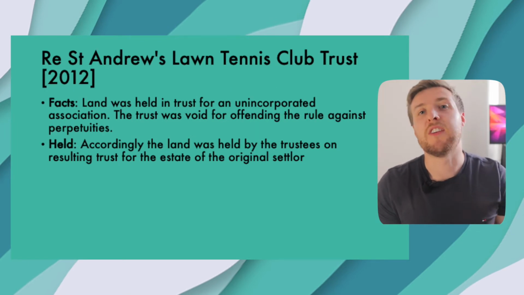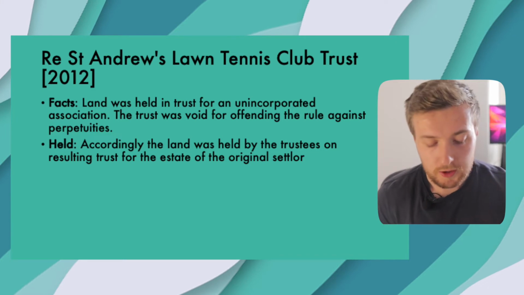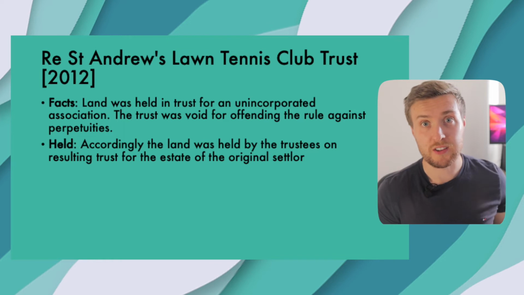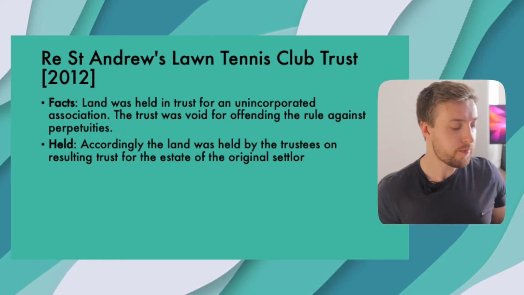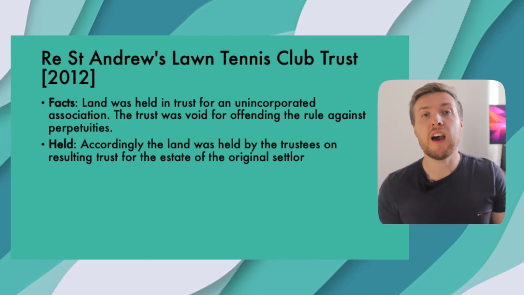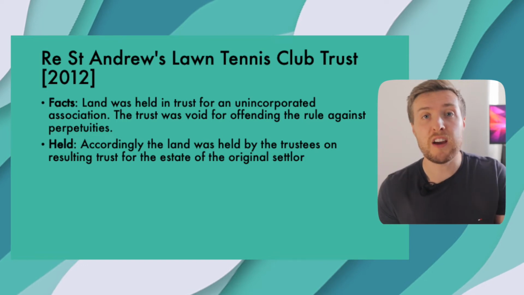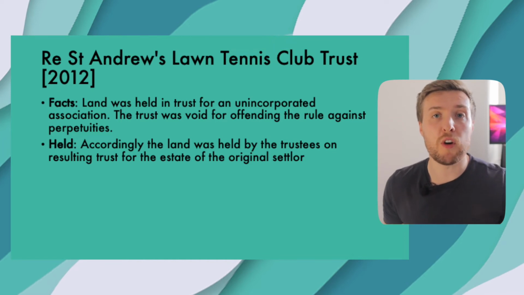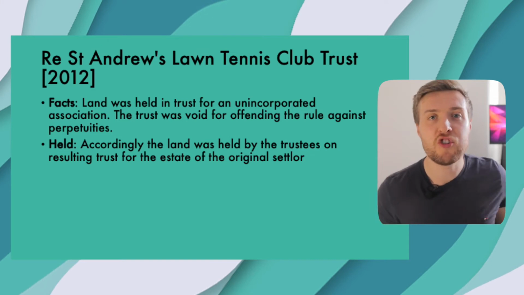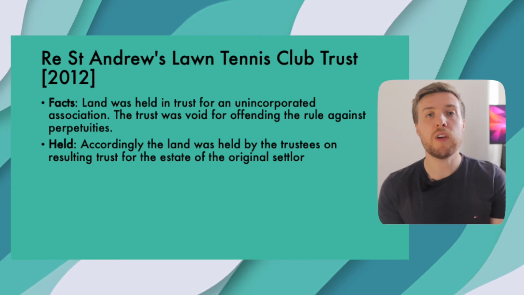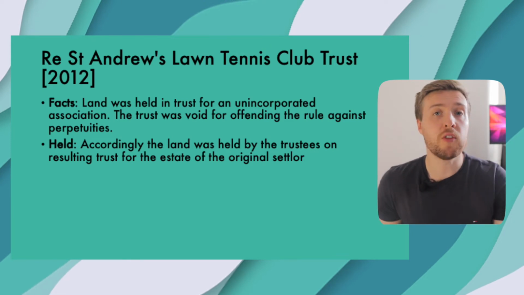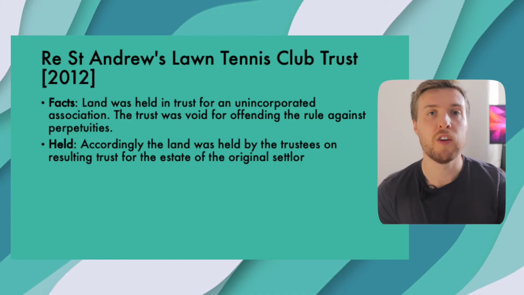And finally, we've got this case of St Andrew's Lawn Tennis Club. So, in this case, land was held on trust, which was used by a tennis club, an unincorporated association. In fact, it seemed as though the trust here had no beneficiaries. The trustees had the power to allow the land to be used as a tennis club and to use any money raised from rents of the land for the associated church, but it appeared to be a non-charitable purpose trust. The trust was held to be invalid for perpetuity. Accordingly, the land was held by the trustees on resulting trust for the estate of the original settlor.